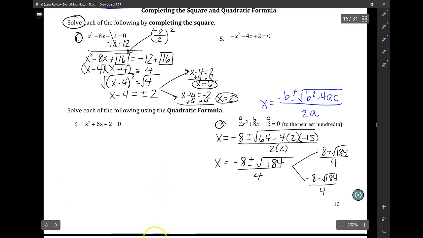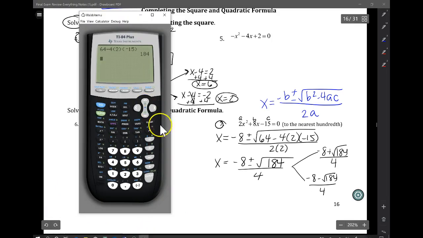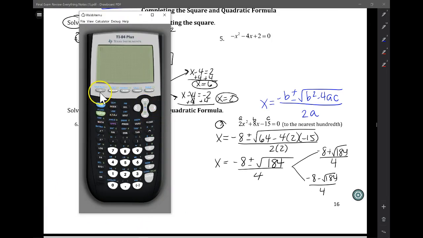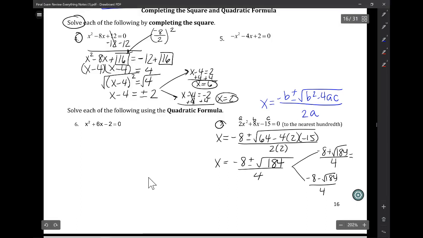Now, I don't know if this calculator on my laptop can do alpha y equals. If yours can, oh yeah. Okay, perfect. All right, so this is negative 8 plus the square root of 184 all over 4. That's going to be one of my answers. Rounded to the nearest hundredth, that is going to be 1.39.